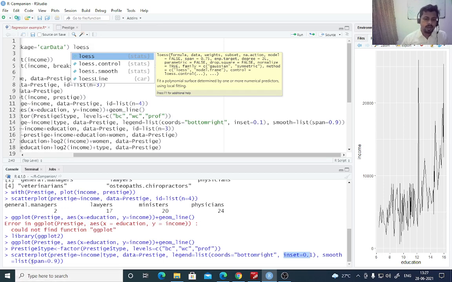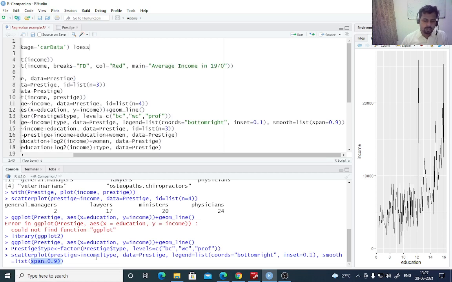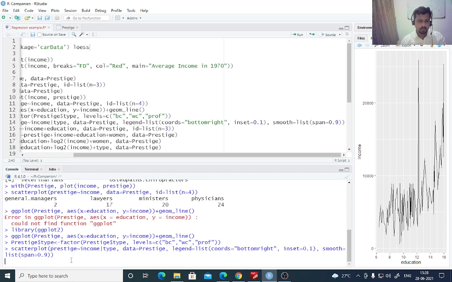This span, which I have set to be 0.9, is the fraction of the data which will be used to determine the fitted values of y at each x. If you have a smaller value of span, then you'll have a very curvy plot. If you have a larger value of span, you have more or less a rough approximation of the data. So this is what the command will look like.